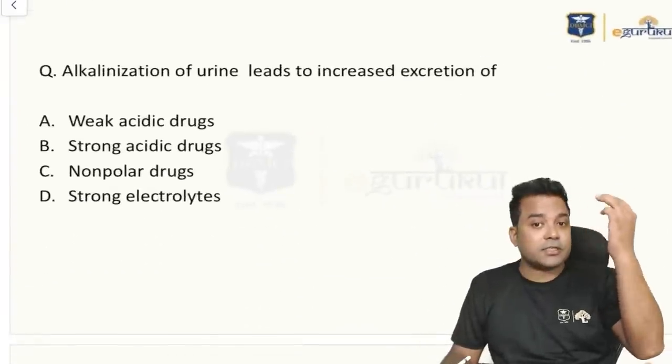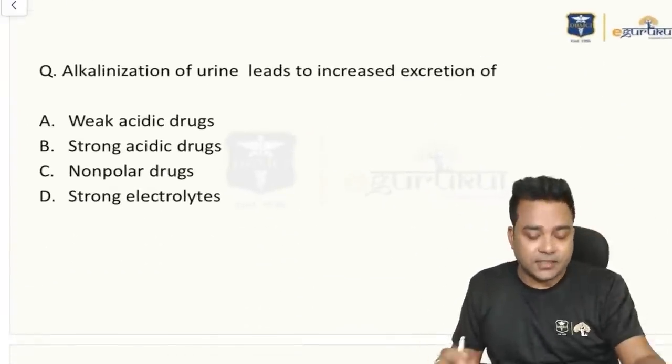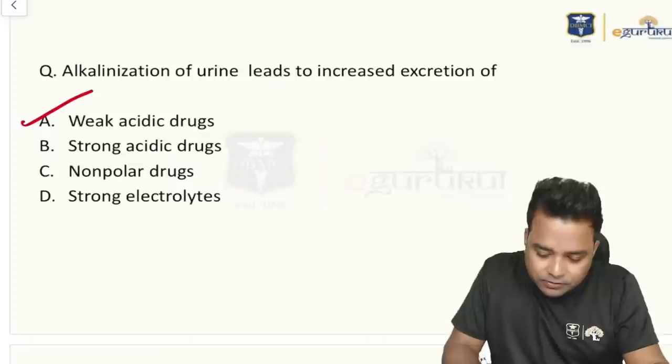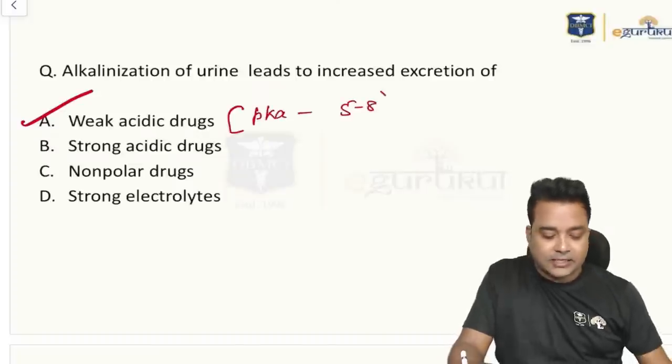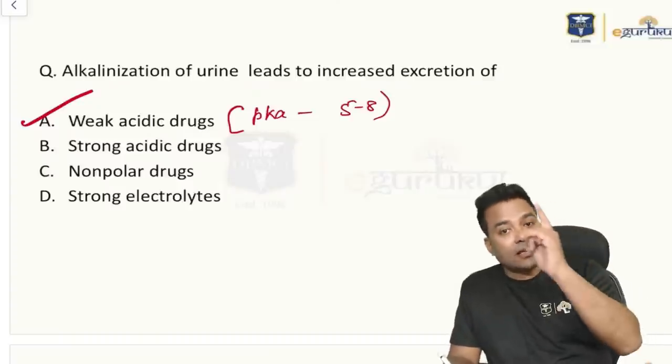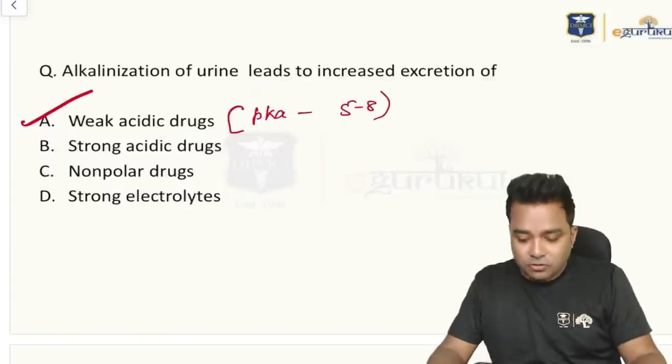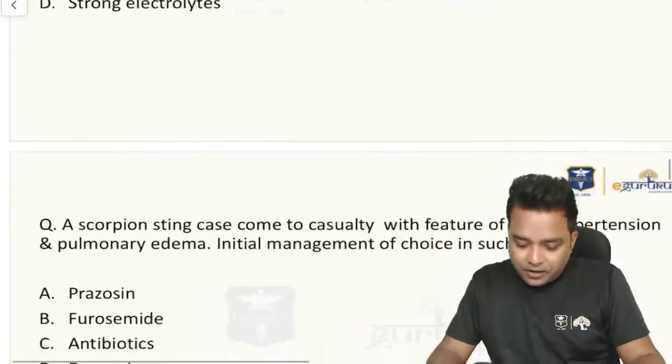Alkalinization of urine leads to increased excretion of weak acidic drugs. The drugs which have a pK in the range of 5 to 8 are weak acidic drugs for us. And alkalinization is highly useful to treat those drugs.